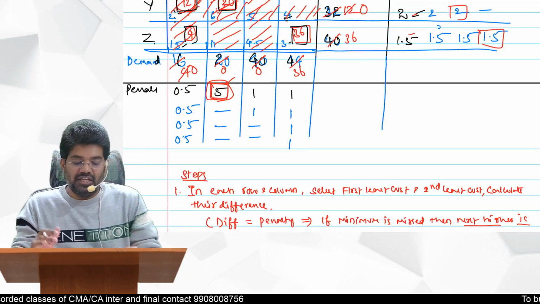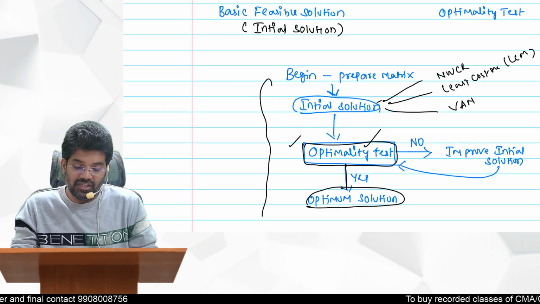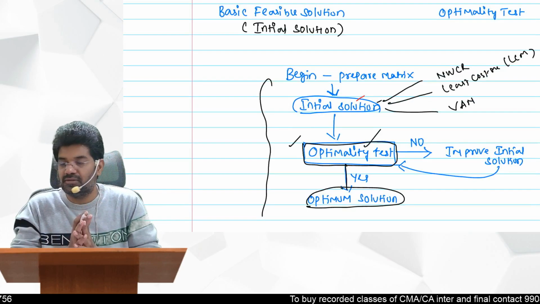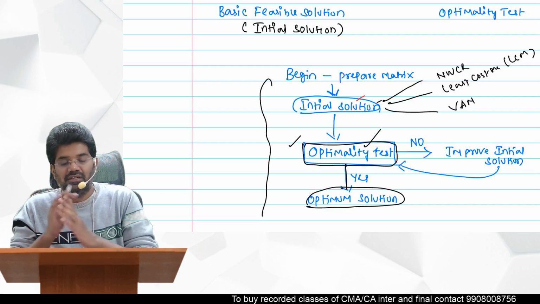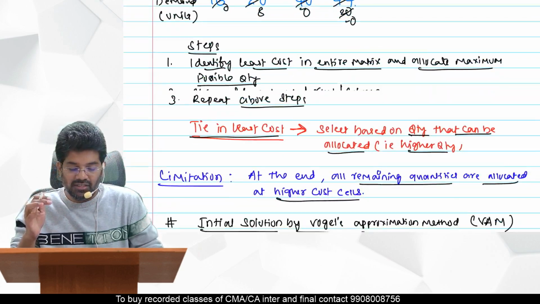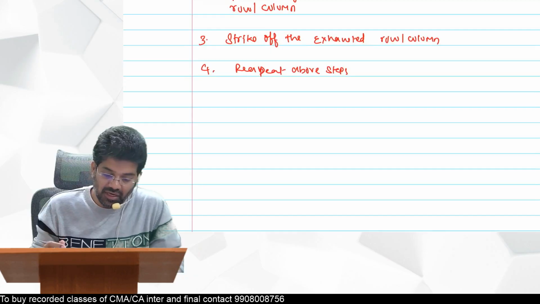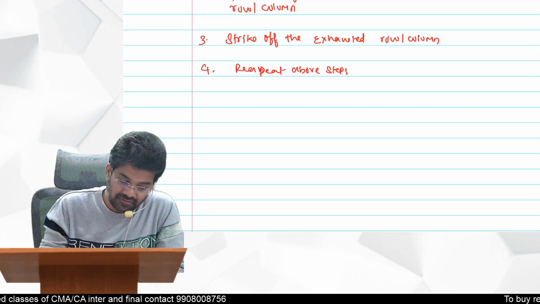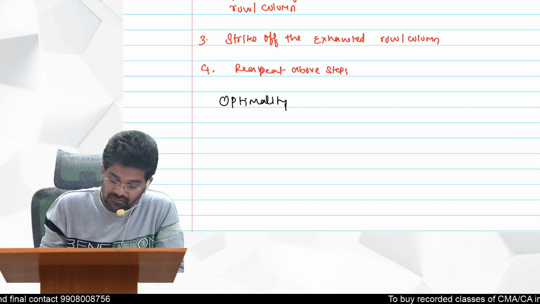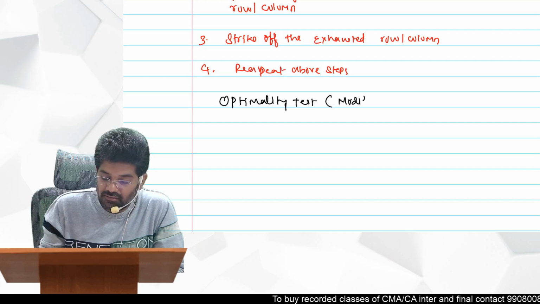Now this is your initial solution done. So in our flow chart, the first one we have completed. Now we have to check whether that solution is correct or not, whether that will result in least cost or not. For that we are going to use the modified distribution method. So the next one is the optimality test.